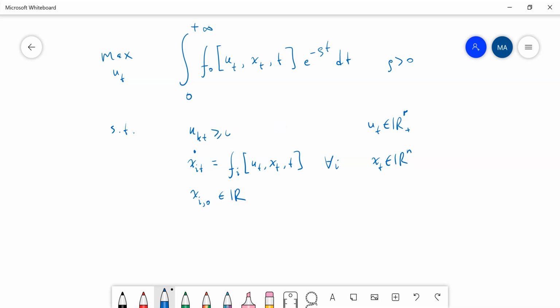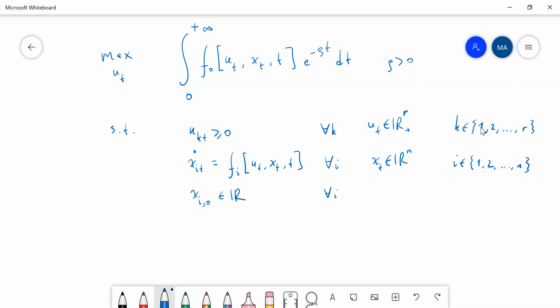U_kt is greater than or equal to 0, and this must be true for all k. Now k goes from 1 to r, and i goes from 1 to n. Okay?